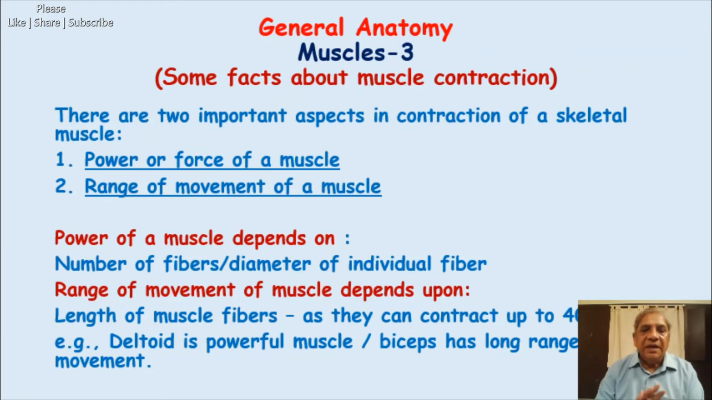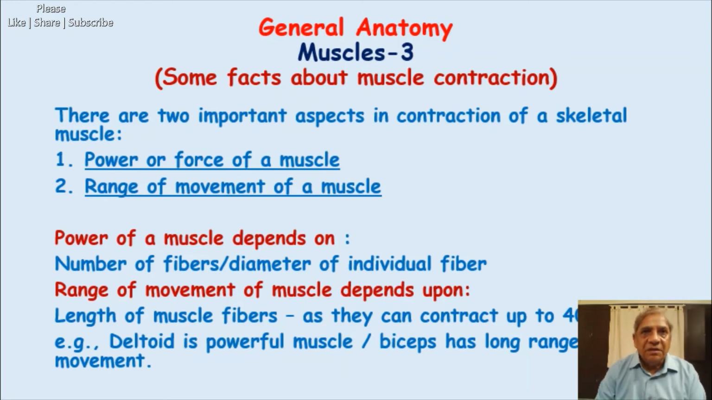These muscles contract up to 40% of their length. That means the muscle belly can reduce by 40% of its original length when it is contracting. Say, for example, if the length of the muscle belly, not of the tendon, because the tendon is non-contractile, is 10 centimeters, and when it contracts, it will reduce to 6 centimeters. That means there is a reduction of 40% in the length of the muscle belly.